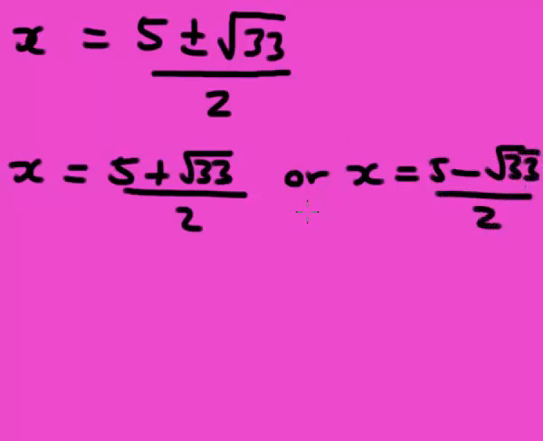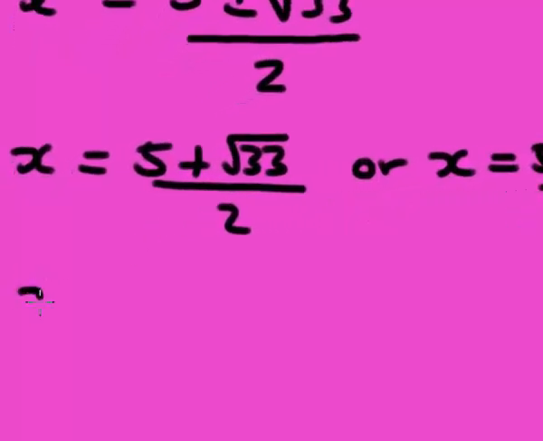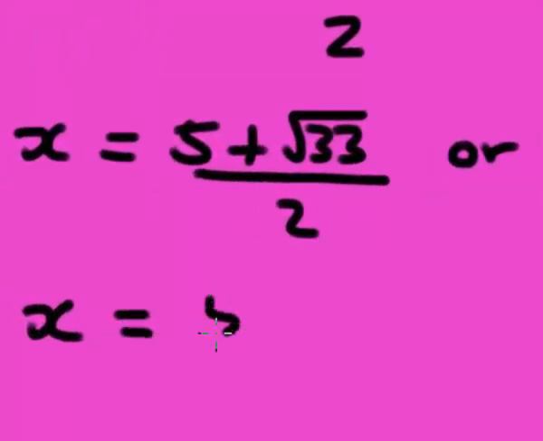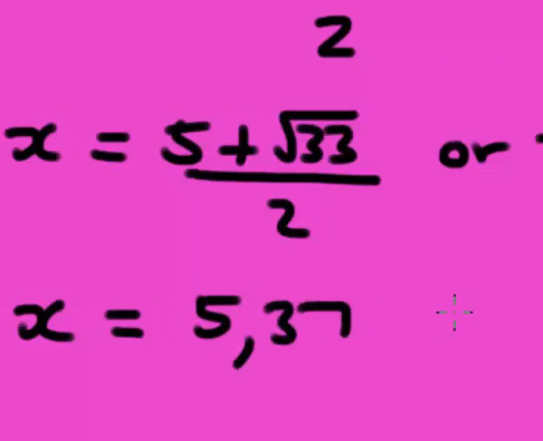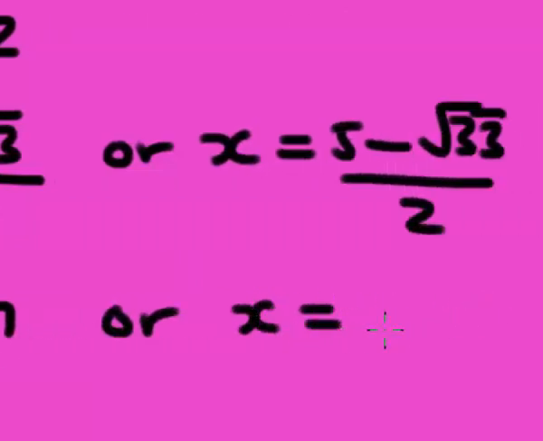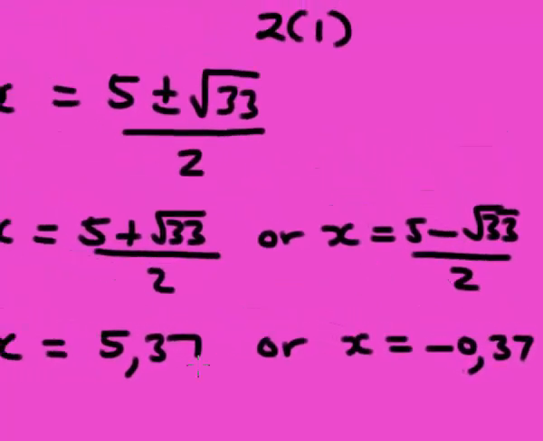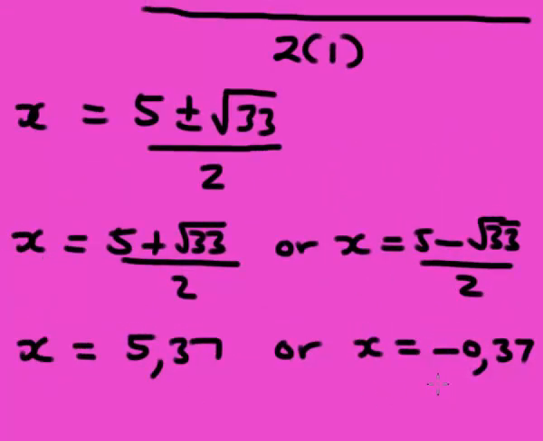Now these are referred to as irrational numbers, or surds, if you remember, and by simply working them out in the calculator you can go x is 5,37, or x is equal to negative 0,37 there. Okay, you simply use a calculator to do that, and you have your answers rounded off to 2 decimal places. Okay, so that's quite important. I think that's time to explore another example quickly. Let's have a look.